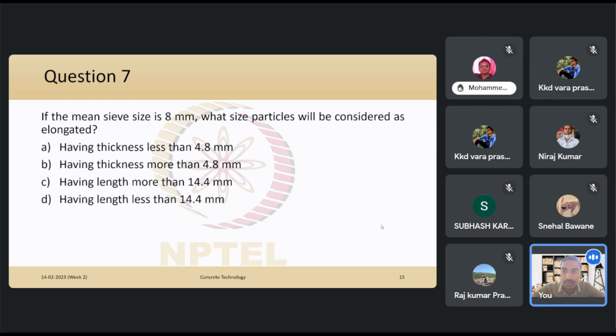Okay, any answers? I can give you a hint that it has to do with length and not the thickness. So that eliminates two options.